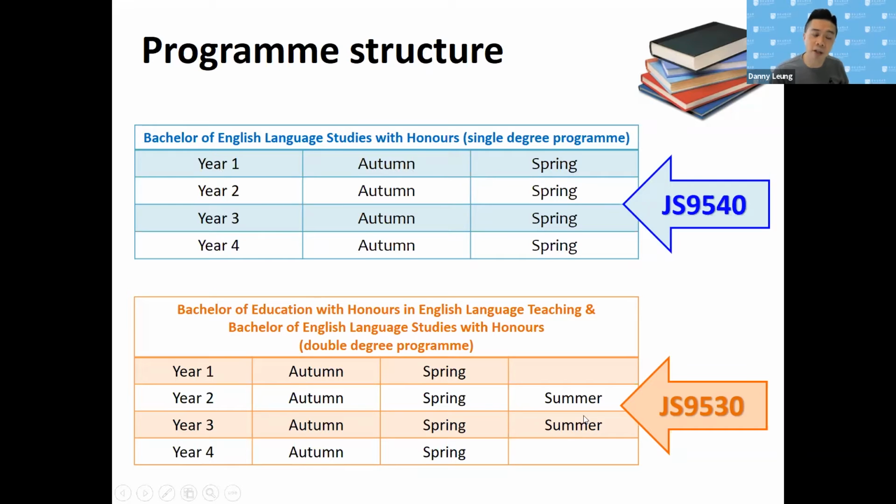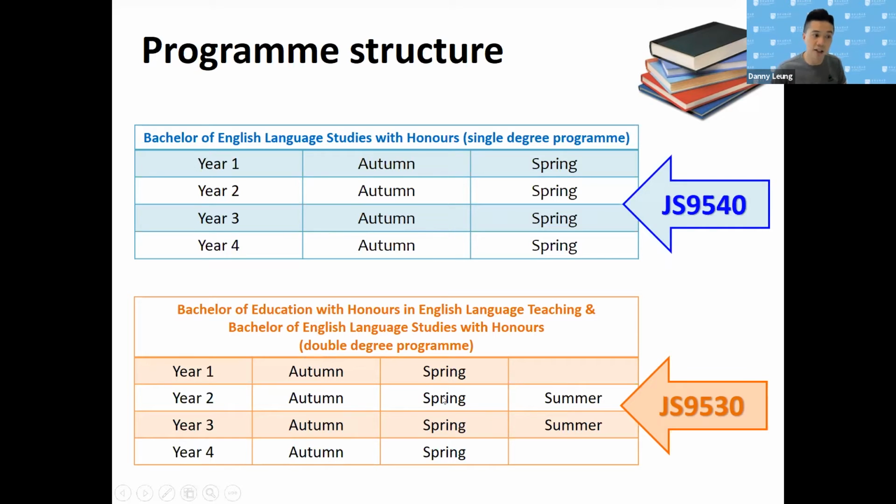But if you take a look at the double degree program here, it means that you will be able to obtain 2 major degrees. On the one hand, English language studies. On the other hand, English language education. But still, you can see that you are only required to spend 4 years here with us, which is exactly the same as the length of time you would spend with us if you choose the single degree program.